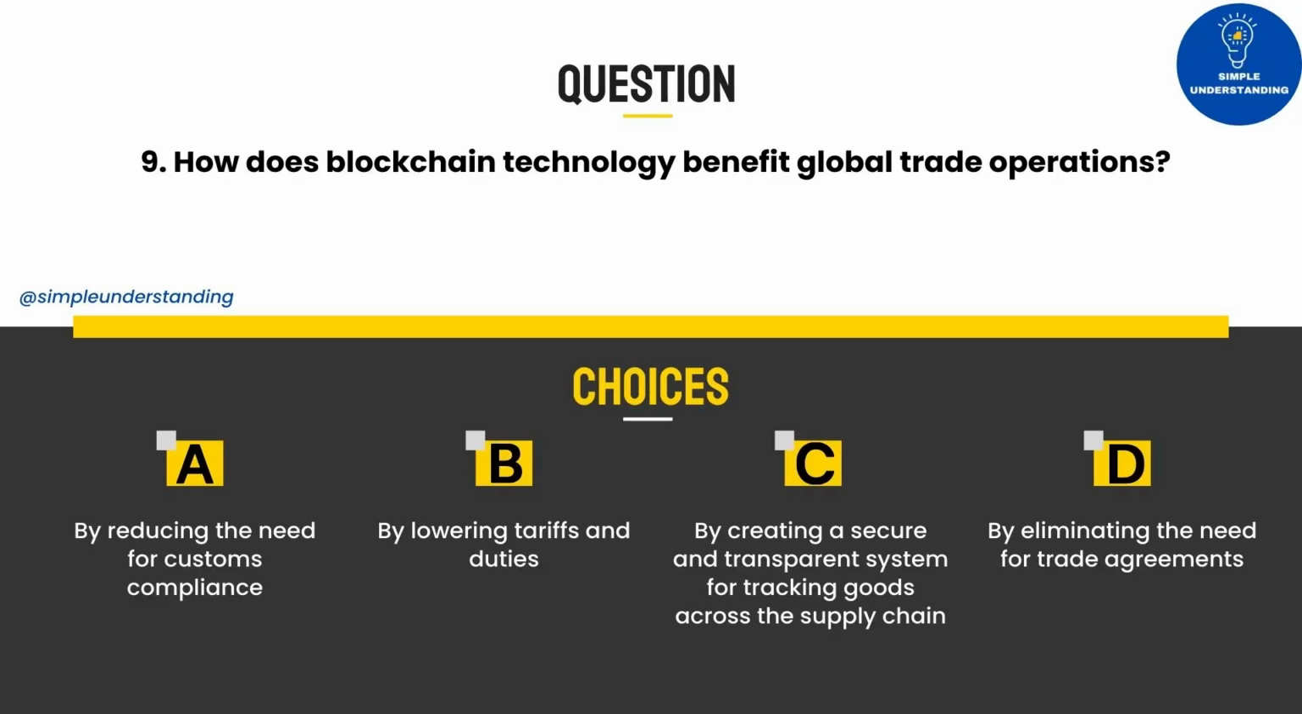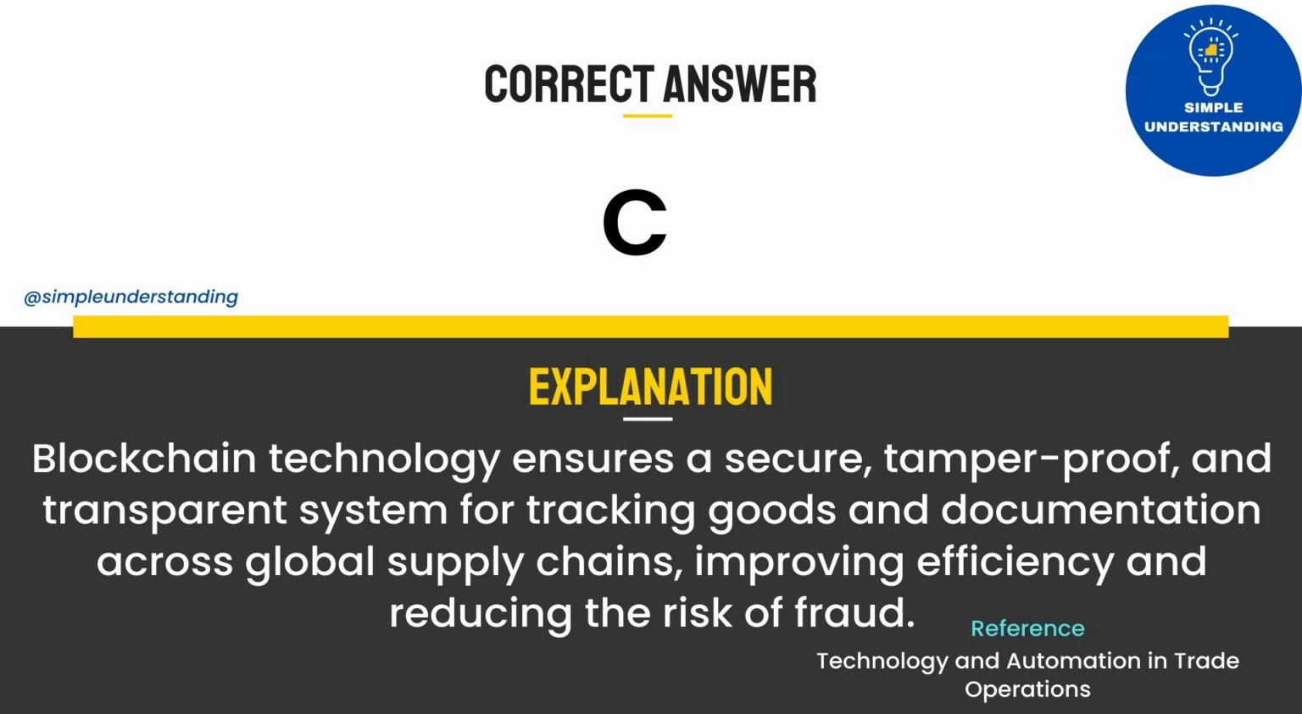9. How does blockchain technology benefit global trade operations? A. By reducing the need for customs compliance. B. By lowering tariffs and duties. C. By creating a secure and transparent system for tracking goods across the supply chain. D. By eliminating the need for trade agreements. Answer C. Overall explanation. Blockchain technology ensures a secure, tamper-proof, and transparent system for tracking goods and documentation across global supply chains, improving efficiency and reducing the risk of fraud.